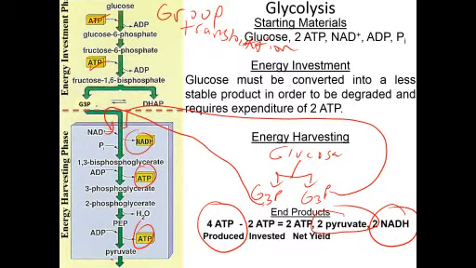Now, how many ATP molecules do you actually make? What is your actual net yield? Well, think about it. You had to invest 2 ATP molecules in the beginning, and you made a total of 4. So the difference is really a net yield of 2 ATP. That's what you really made.